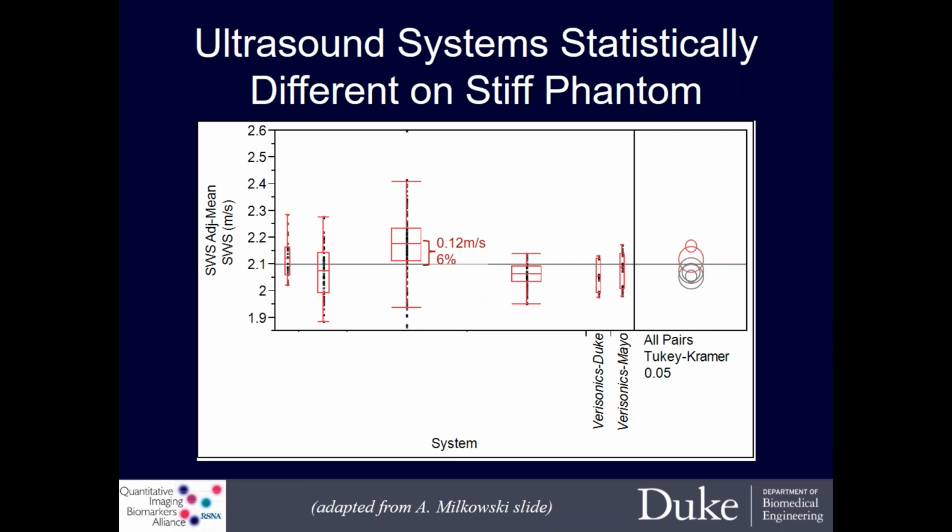If I switch to the stiff phantom here, you'll see that while the absolute variability between the systems from the grand median is about the same, it is a smaller percentage of the absolute stiffness here. And again, all the commercial systems statistically overlap with each other, but we do see some general mean or median differences from the grand median.